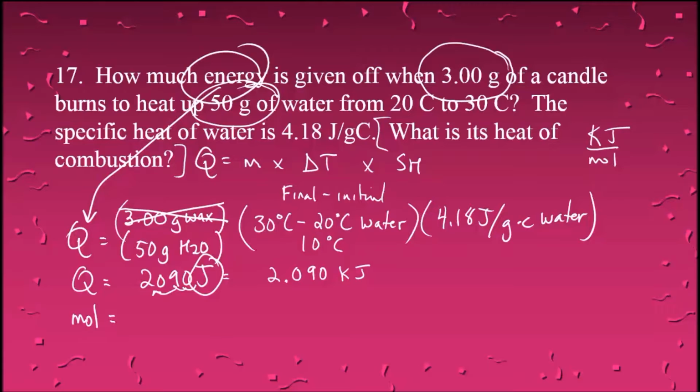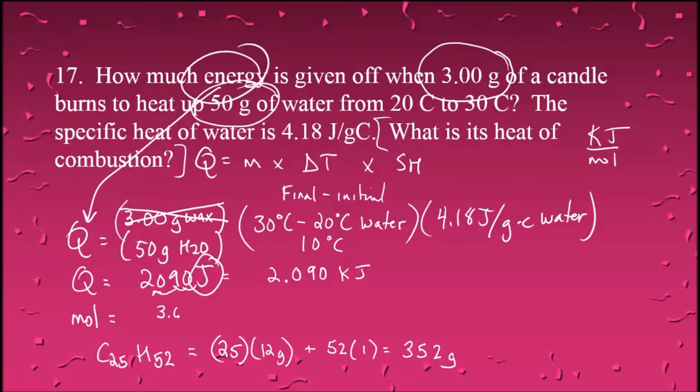Okay, wax is something I need to tell you is C25H52. So that means you have 25 of carbon, which is 12, and you have 52 of hydrogen, which is 1. So it's 352 grams. In order to find moles, we have to divide the mass of what we're trying to get, which is the wax, by its formula mass. And that equals 0.0085.